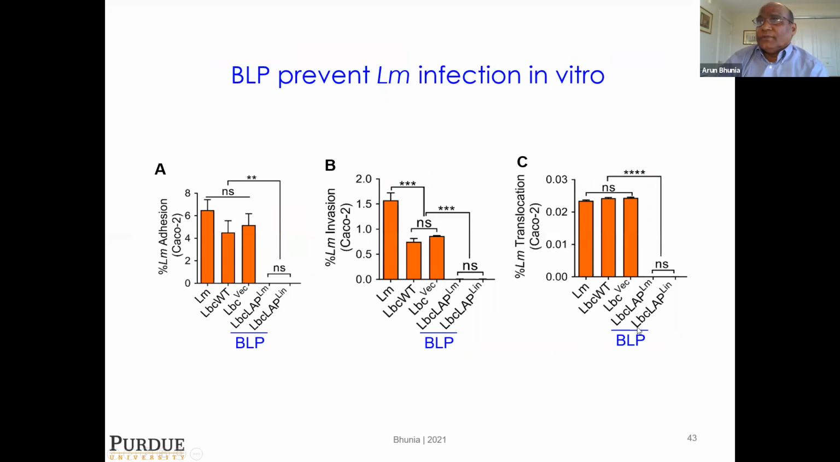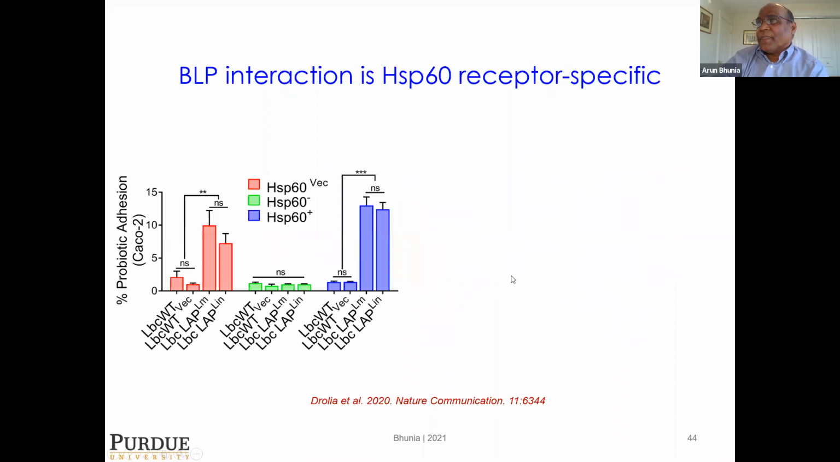Next question, do they prevent Listeria infection in the in vitro model? And you can clearly see they prevent adhesion, LM adhesion, they prevent LM invasion, and also LM translocation. So the in vitro model clearly shows this bioengineered probiotic we created is really protecting against Listeria infection.